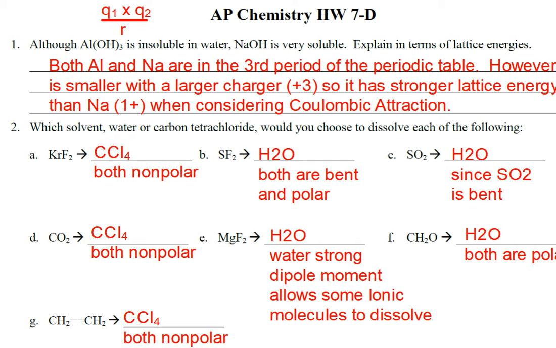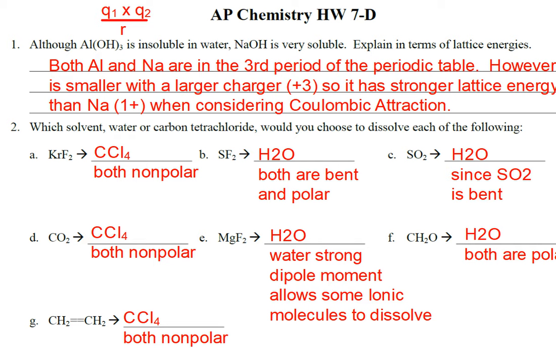Again, R is the distance between the aluminum and the hydroxide, or the sodium and the hydroxide. And if the distance is smaller, think about your math there, when this value here becomes smaller, that makes a larger attraction occur. Because the pieces can be closer together, the attraction would be greater. So not only is aluminum more attracted to hydroxide because of its charge, it's also more attracted to hydroxide because they're closer together. There's a greater pull between them.